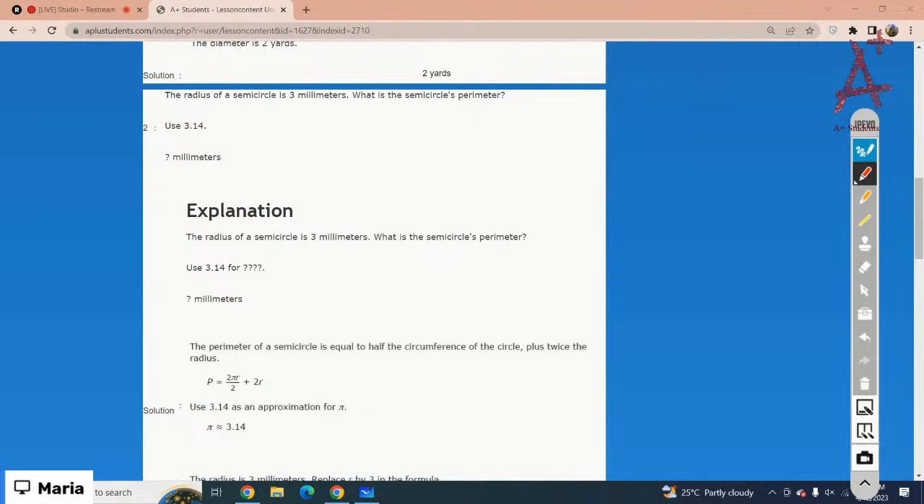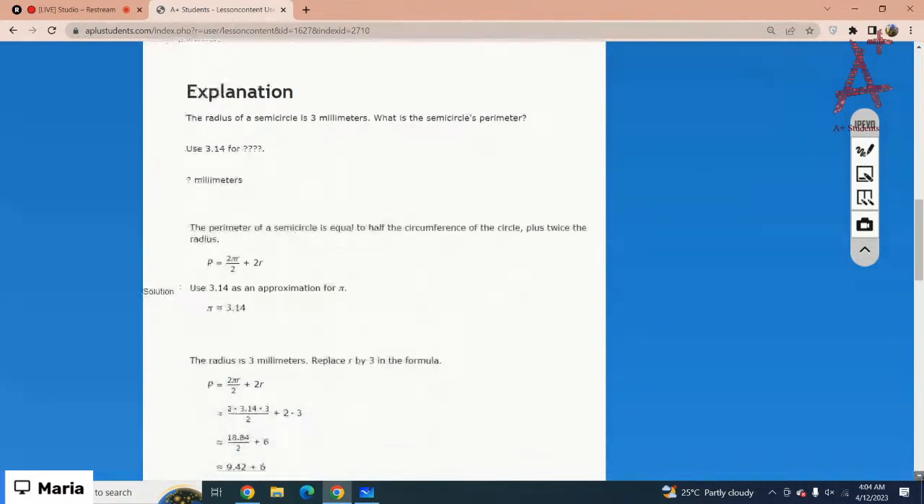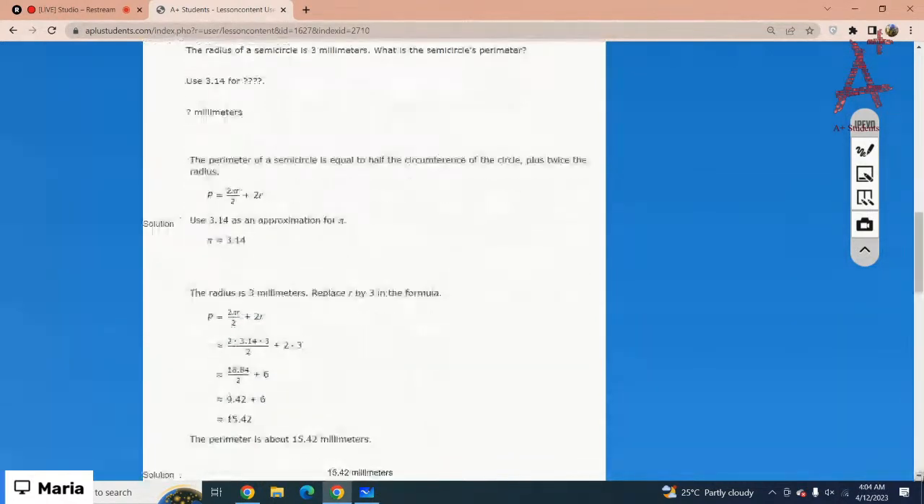Got it? That means when you're working on the semicircle, you need to keep this very important point in your mind. The perimeter would be half of the circumference of the circle, and then you have to add twice the radius. Got it? Just put all the values in the formula and calculate the value of the perimeter. Okay, you can see when you put the values, it would be 2 times 3.14 times 3 over 2 plus 2 times 3. So when you add, it makes 15.42 millimeters. Got it?